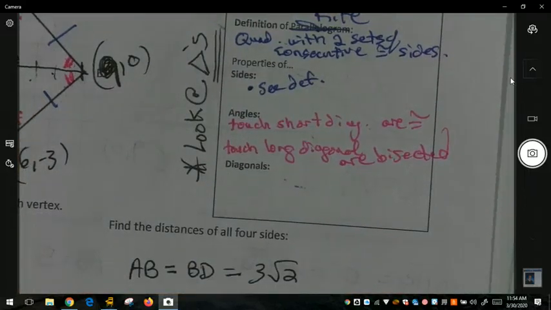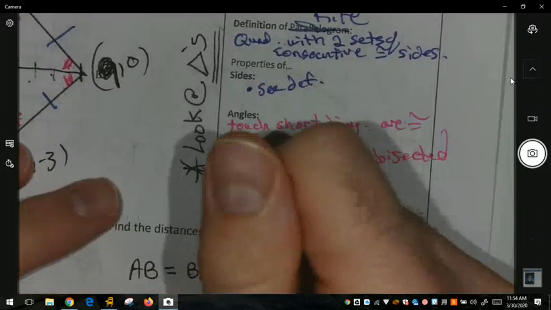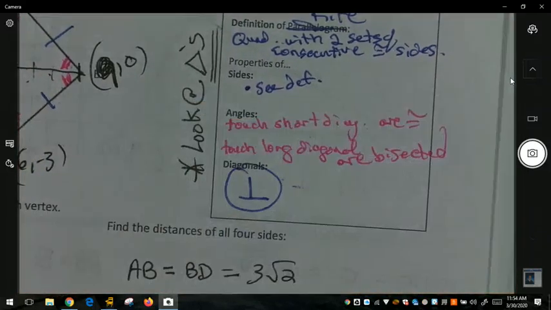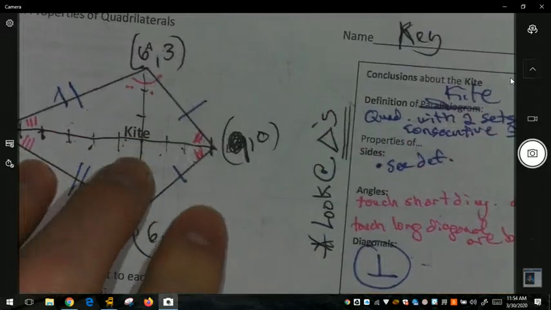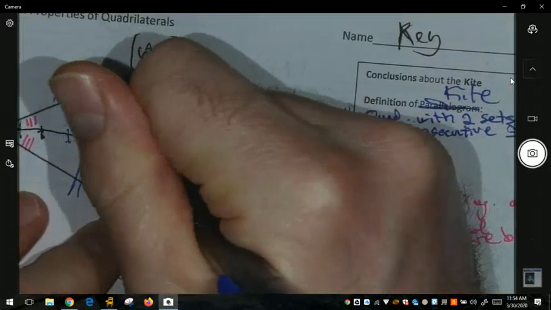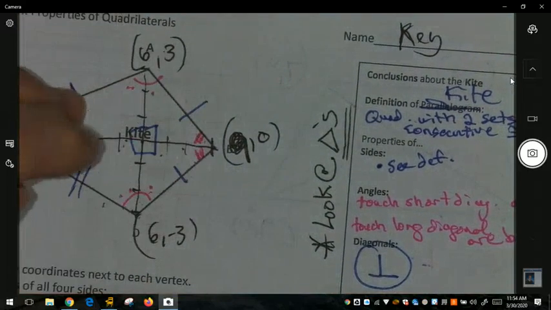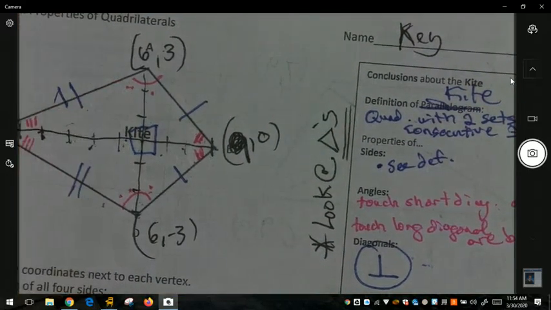The diagonals do more based on your calculations, though. They do not bisect each other. They are not congruent, but they are perpendicular. The kite has perpendicular diagonals. That means that these are all right triangles. These 2 triangles are congruent. These 2 triangles are congruent.